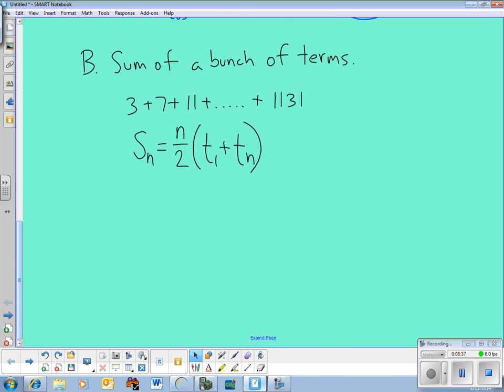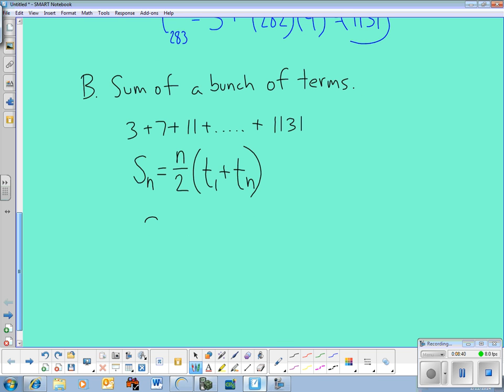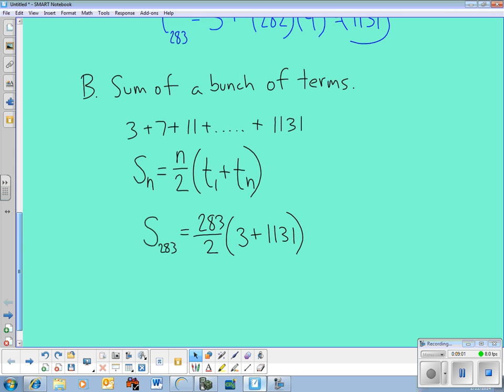So let's do that for this example. The sum, big S, is the sum, and the little 283 tells me how many terms I'm adding up, from 3 to 7 to 11, all the way up to the 283rd term. It's 283 over 2 times the first term plus the last term. You don't need to know all those terms in the middle. All you need to know is the first one and the last one. So if I take 1131 and add 3 to it, I get 1134. If I multiply that by 283 and divide by 2, I get 160461.